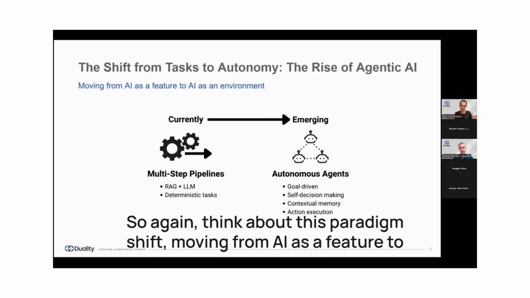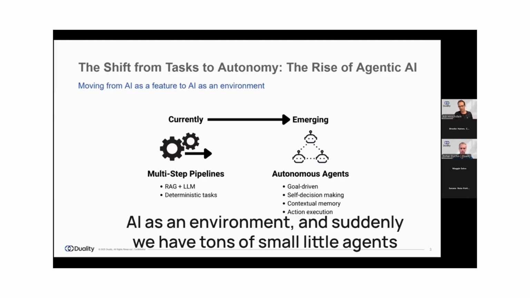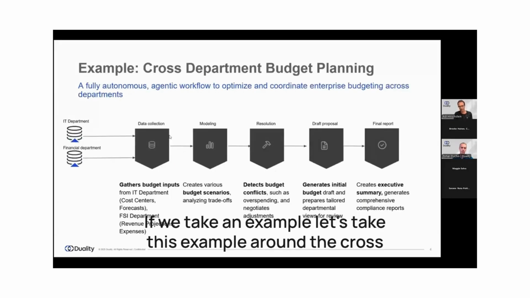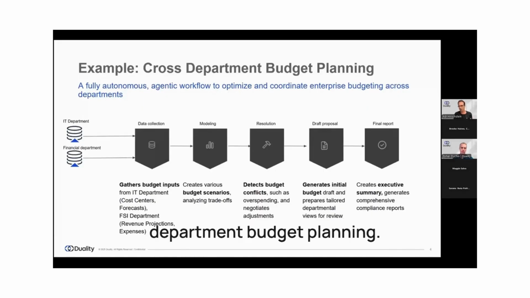So again, think about this paradigm shift, moving from AI as a feature to AI as an environment, and suddenly we have tons of small little agents that can do different things. If we take an example, let's take this example around cross-department budget planning. So how does it look?